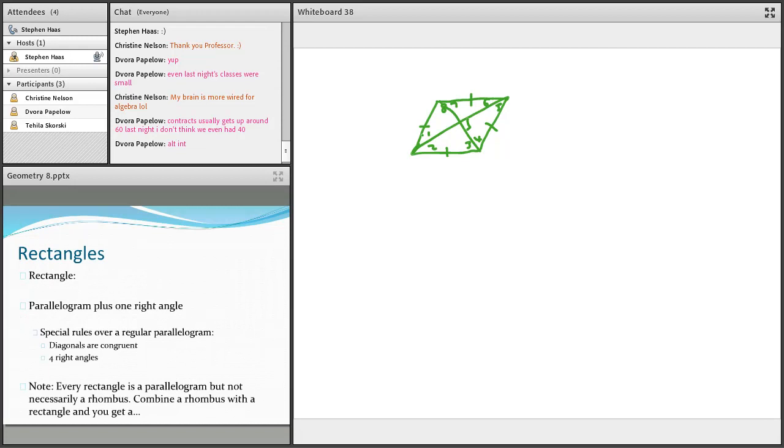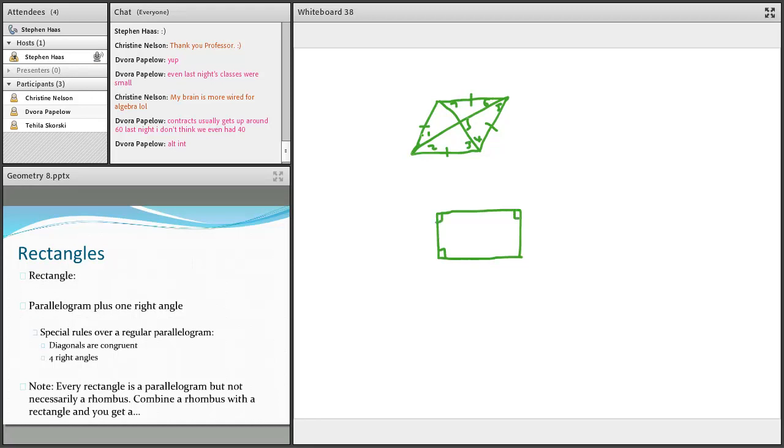Then we've got the rectangle. The rectangle is a parallelogram that has a right angle. Let me try to draw a little bit better than that. All right, not a great rectangle, but close enough. A rectangle is a parallelogram with a right angle, and because it has a right angle, that also by definition means it has four right angles, because opposite angles are equal.